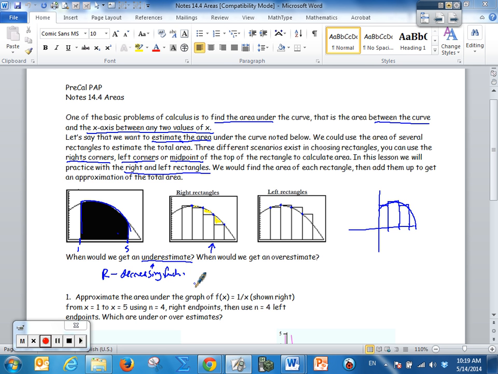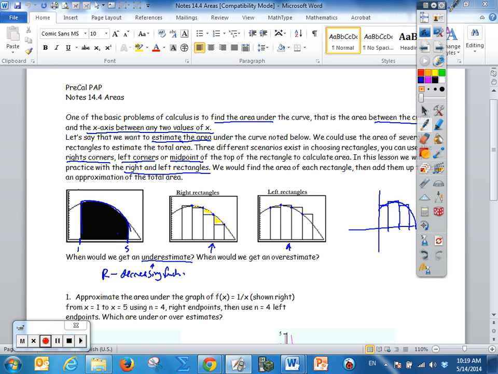When do we get an overestimate? Well, let's look at this scenario. In this diagram, we see that the rectangles are exceeding, they're going above the function. And so on this one, when we use a left rectangle on a decreasing function, we get an overestimate.